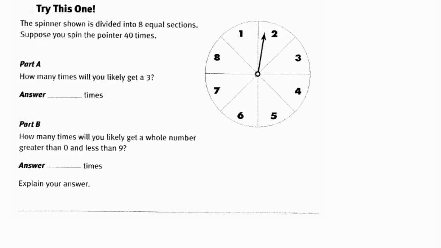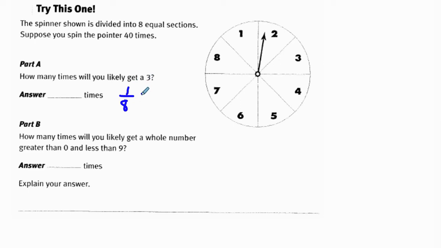All right. Let's take a look at this one. The spinner shown is divided into 8 equal sections. Suppose you spin the pointer 40 times. How many times will you likely get a 3? All right, so we're going to find the probability for getting a 3 first. So we have 1 three out of 8 sections.